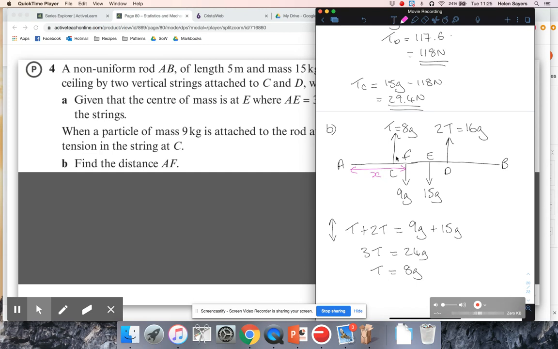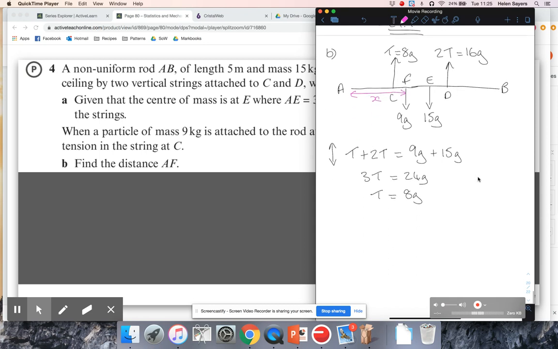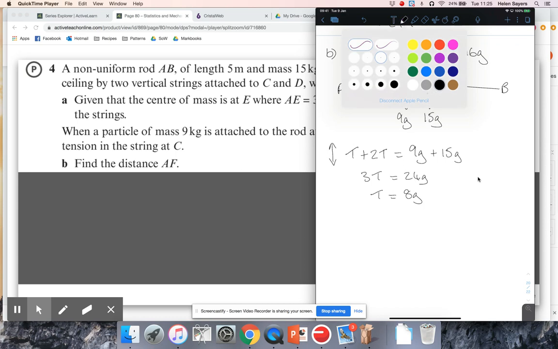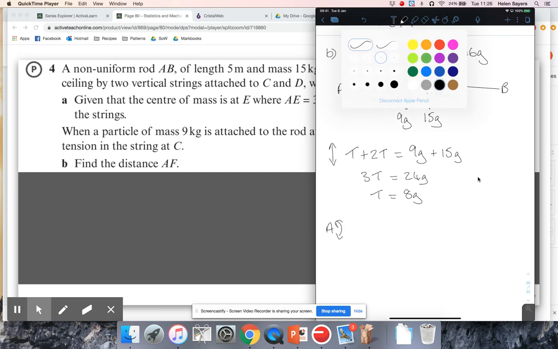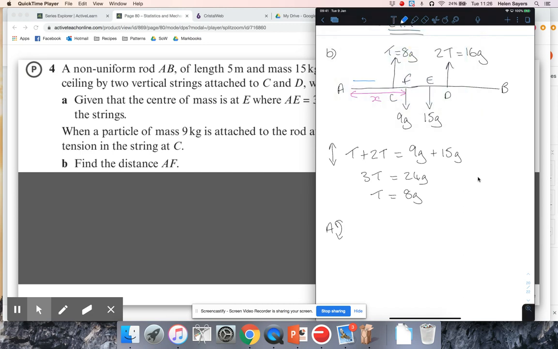You might also want to take moments about C, because then you don't have to worry about the 8G force. Ditto, if you took moments about E, you wouldn't have to worry about the 15G force. So there are certainly arguments for taking moments about C, E, or D, but I'm going to stick to A, because I think that's the most obvious way to tackle this. Okay, so I'm taking moments about A. Let's label on all these other distances that we were given. Let's use blue. This is all from the original question.